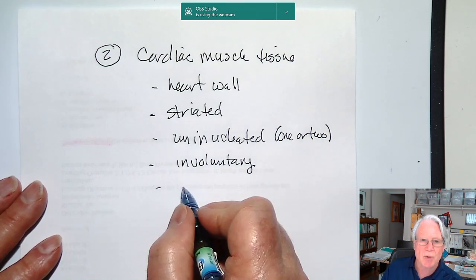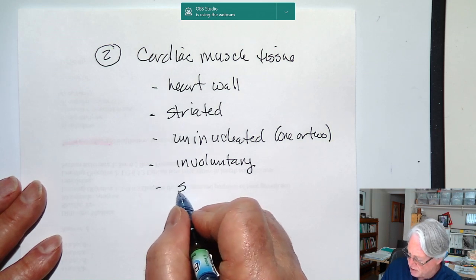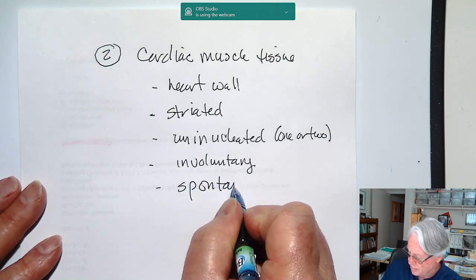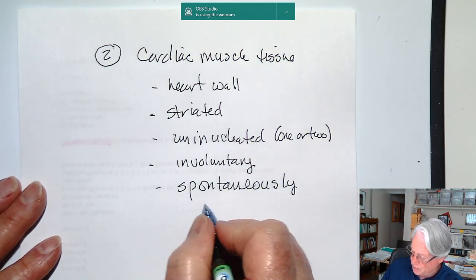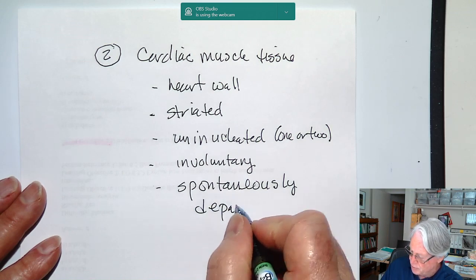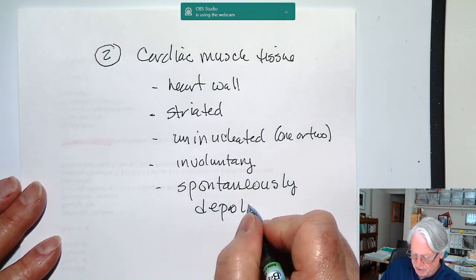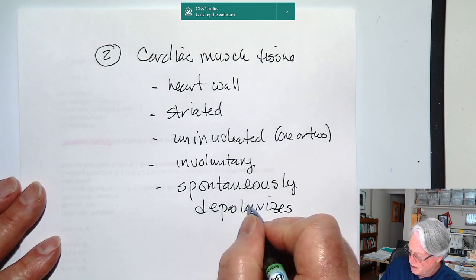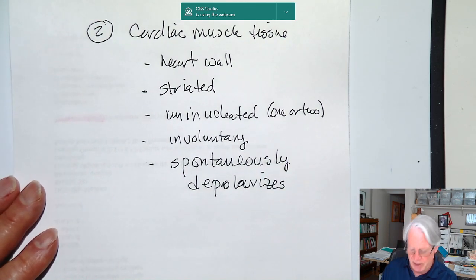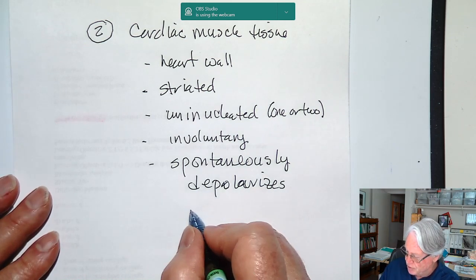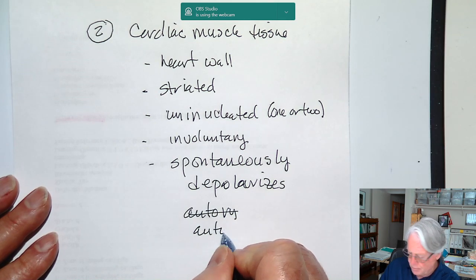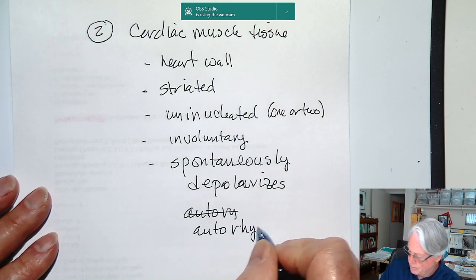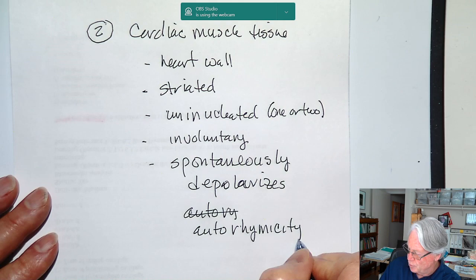It also has this quality about it, which is very important. It can spontaneously depolarize. And the importance of that, we'll leave that discussion for 40B, but it is a very important property of this type of muscle tissue. So it spontaneously depolarizes. The term that is used to describe this kind of behavior is autorhythmic. So it has autorhythmicity.